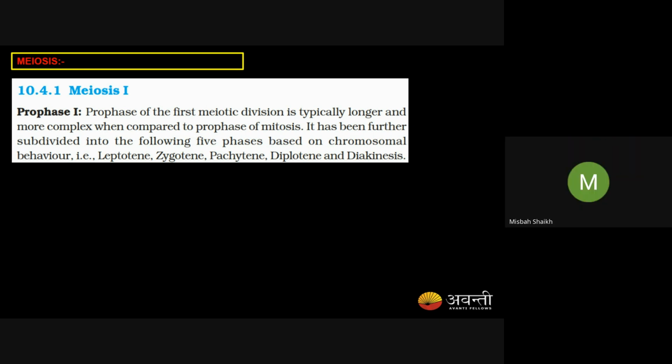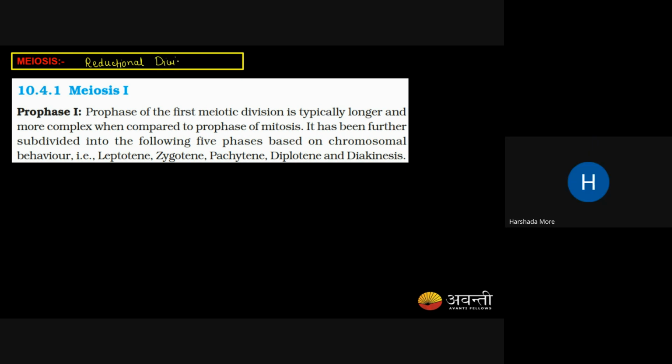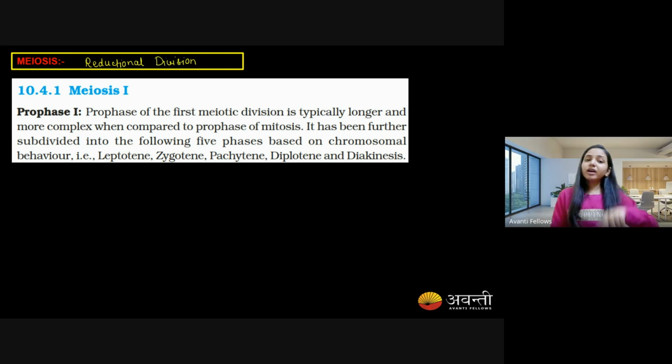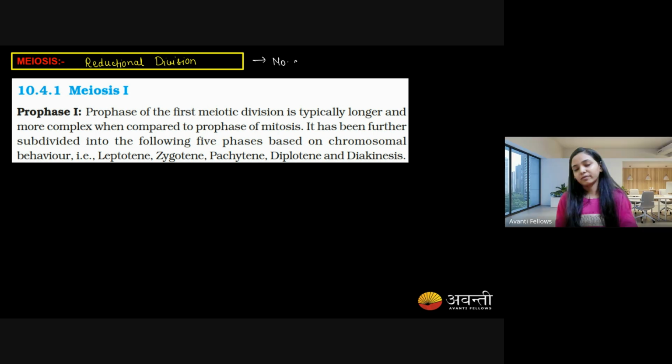Yes, ma'am. Exactly. So, if I say mitosis was equational division, in which the number of chromosomes remains the same, then just opposite to mitosis, meiosis is reductional division. Why are we calling it reductional division? The number of chromosomes is reduced to half. Very good.